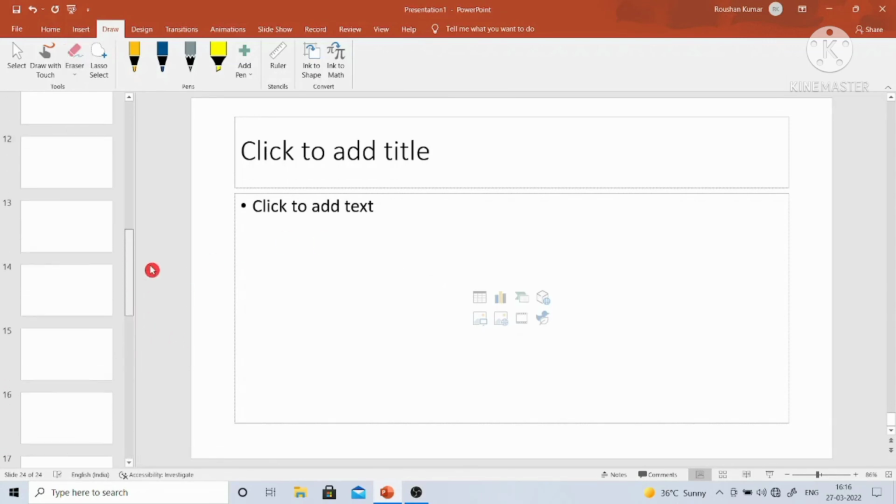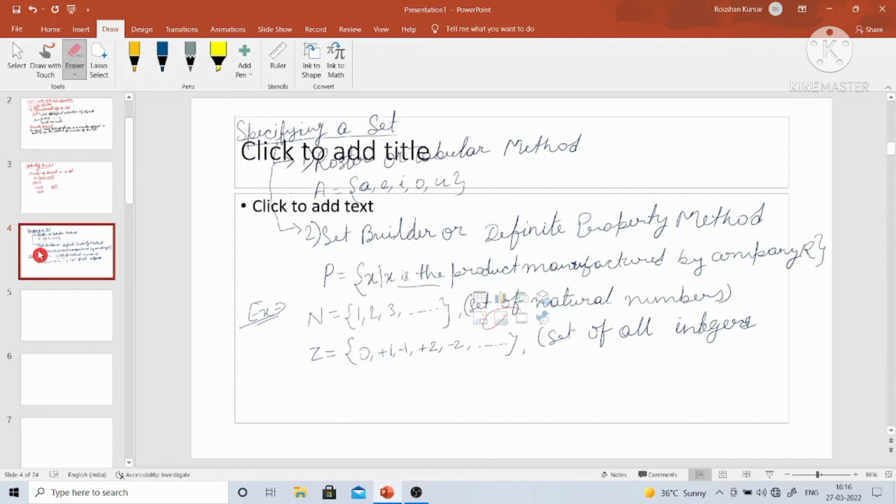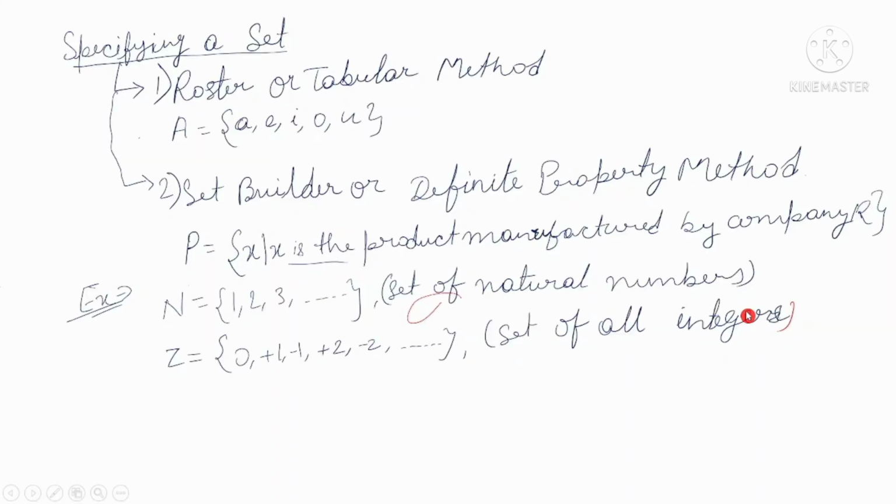Okay, now yes, here we were, set of all integers given. In the same way, we can also use Q for the set of all rational numbers, or R for the set of real numbers. Okay, we can write that down.